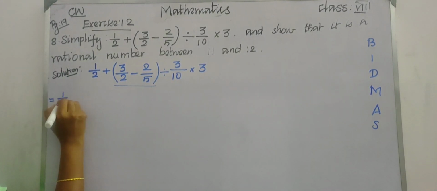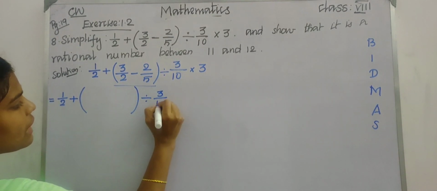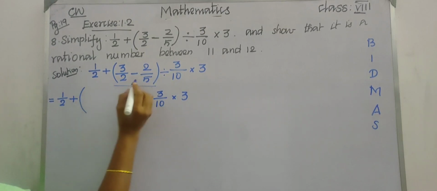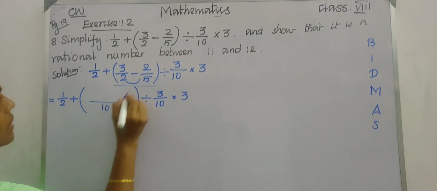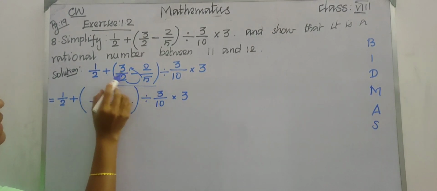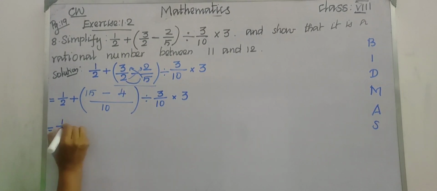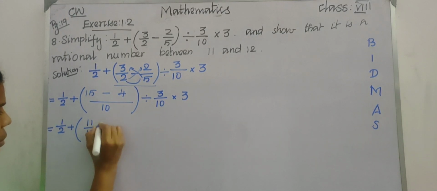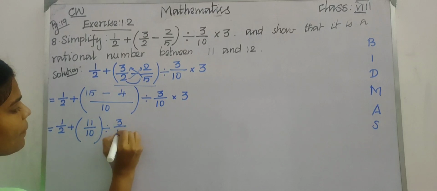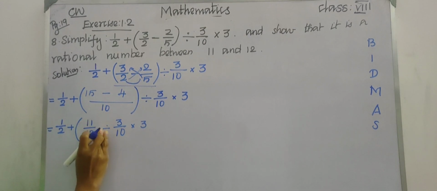So, 1 upon 2 plus, we are going to solve this one. Write the remaining as it was in the question. Let us do this by the cross multiplication method. So, 2 5s are 10. Then cross multiply 3 into 5, 3 5s are 15, and then minus 2 2s are 4. And what is the next step? 1 upon 2 plus 15 minus 4, 11 upon 10, divided by 3 upon 10 into 3. So now we have solved this one, so we can remove the brackets here.